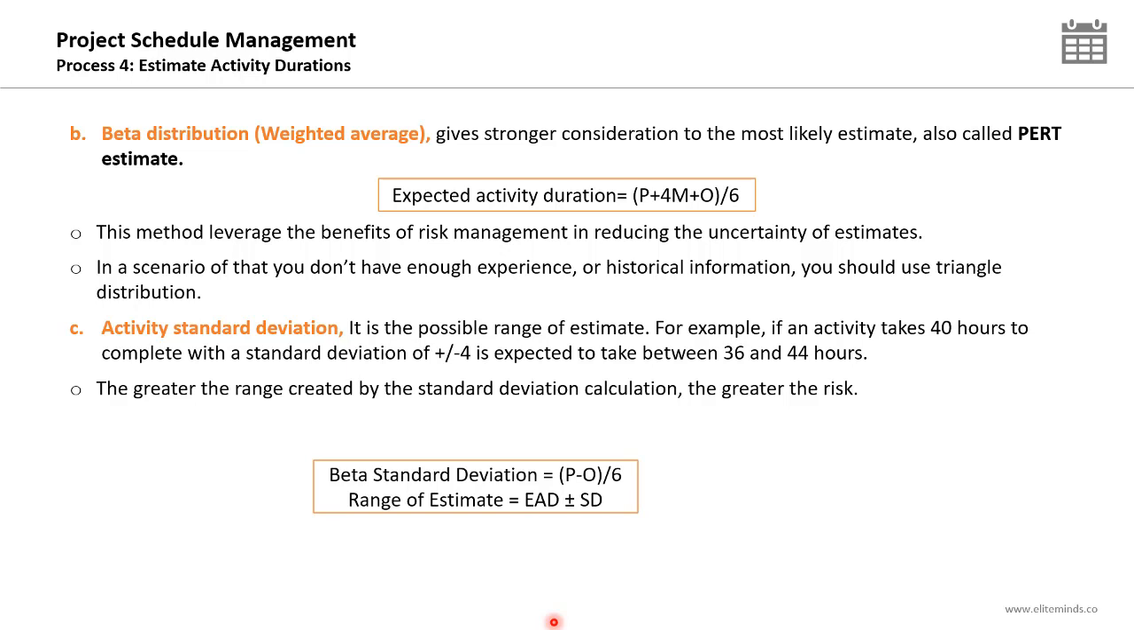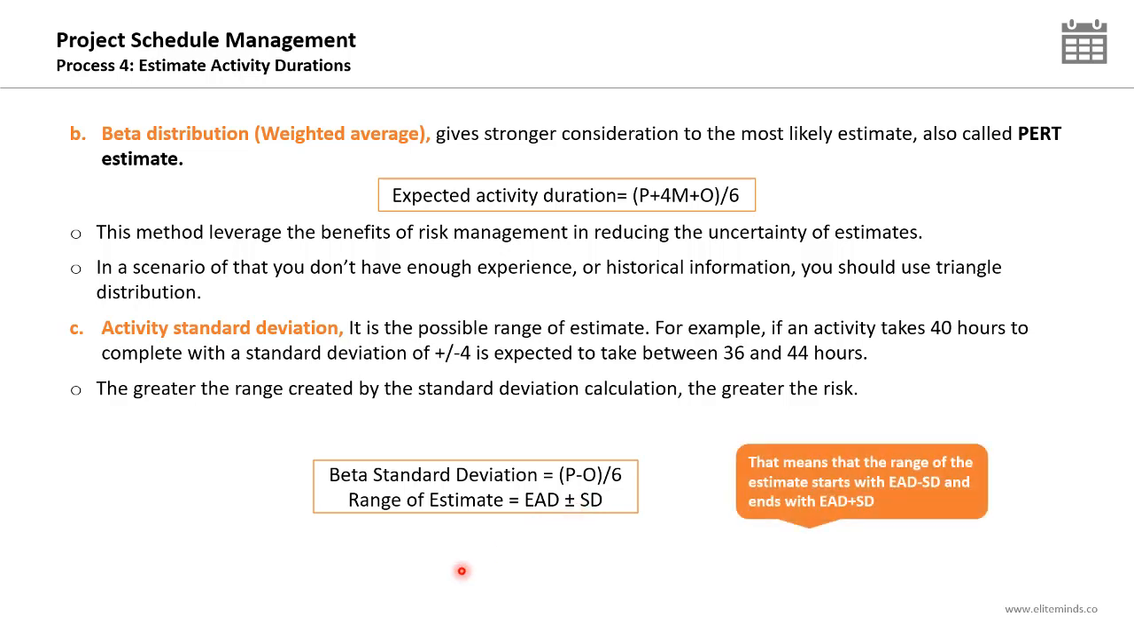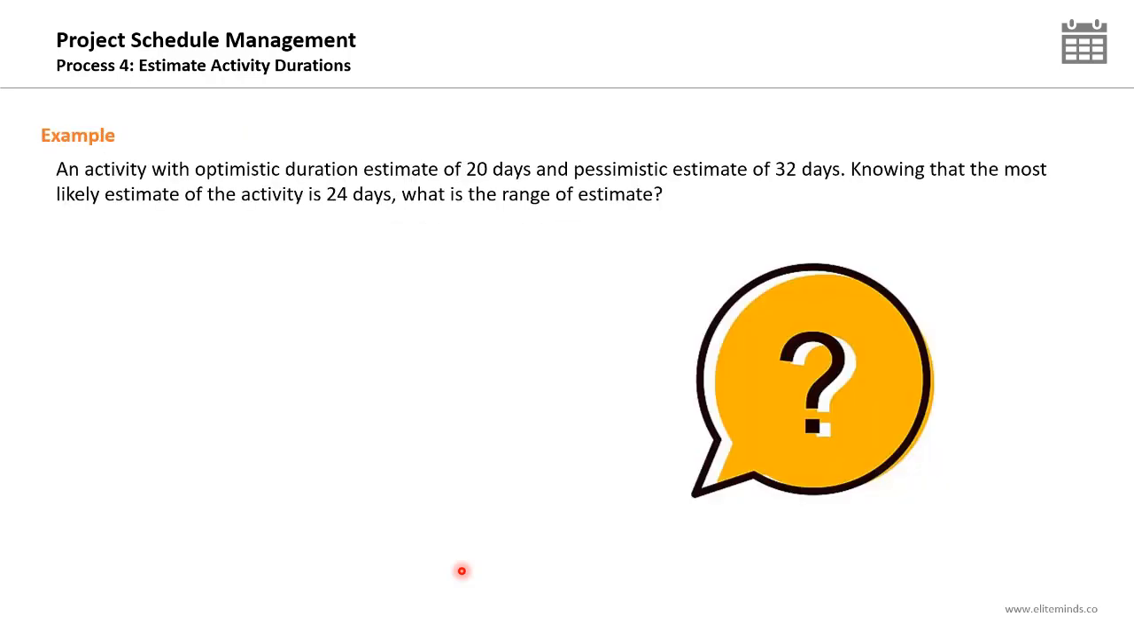Now, how to find the standard deviation? It's P minus O divided by 6. It's the pessimistic estimate minus the optimistic estimate divided by 6. And the range of estimate for this activity is the expected activity duration plus minus the standard deviation. That means the range of the estimate starts with the expected activity duration minus the standard deviation and ends with the expected activity duration plus the standard deviation.